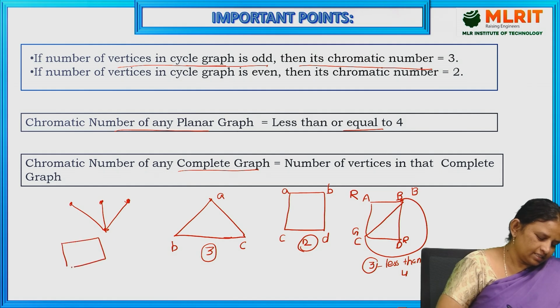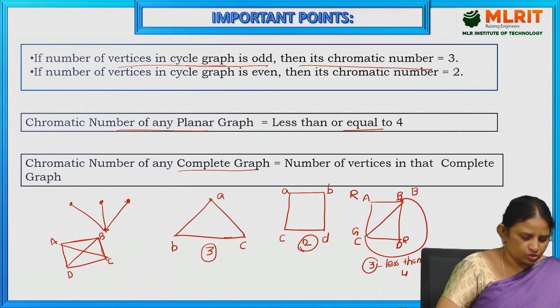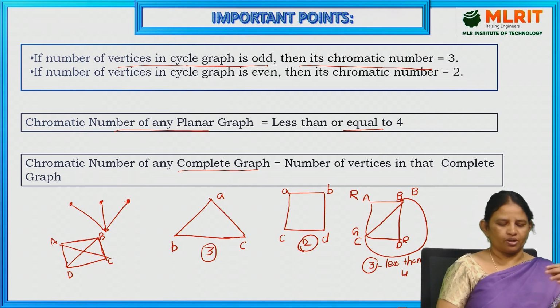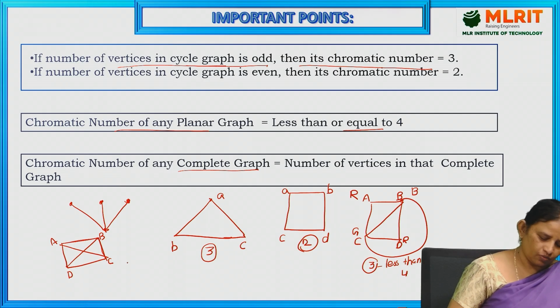If you consider this graph, A is connected to B, C, D. Then B is connected to A, C, and also D. D is connected to A, B, C. C is also connected. This is a complete graph. The total number of vertices in that graph is 4. Then what is the chromatic number?